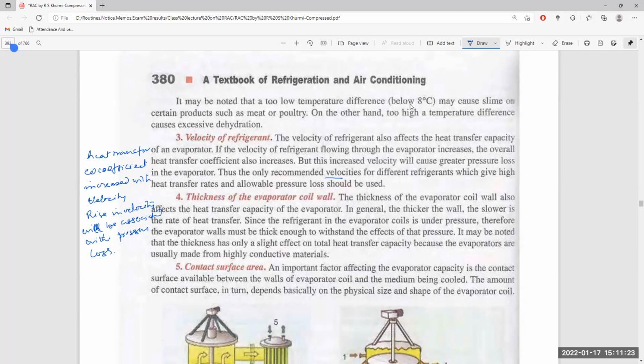It must be noted that the thickness only has a slight effect on the total heat capacity, because evaporators are usually made from highly conductive material. So thickness affects the heat transfer coefficient: the thicker the wall, the higher the coefficient.